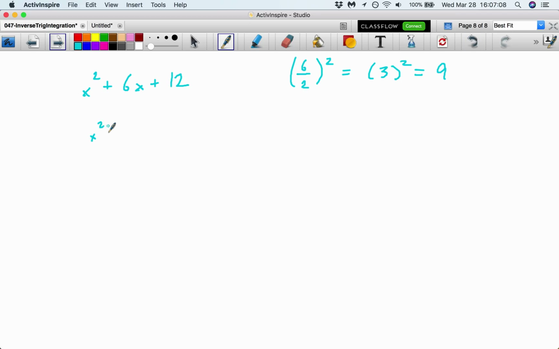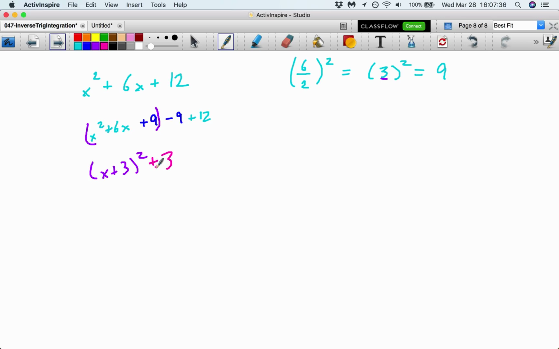x squared plus 6x plus 9 minus 9 plus 12. I'm just throwing that in the middle. I can do that because it's just 0. And then, wouldn't you know it, that's a perfect square. That's x plus 3 squared. It's always going to be this number. And then that guy is just plus 3.